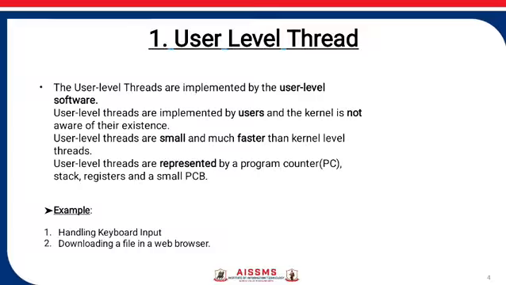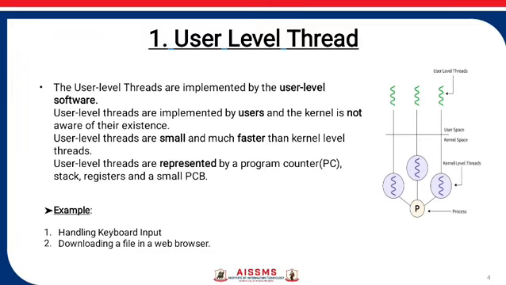The example of user level thread is handling keyboard unit, and the second example of user level thread is downloading a file in a web browser. This is the structure of user level thread. It has a kernel space and user space. In user space, the user level threads are present, and in kernel space, the kernel level threads are present.